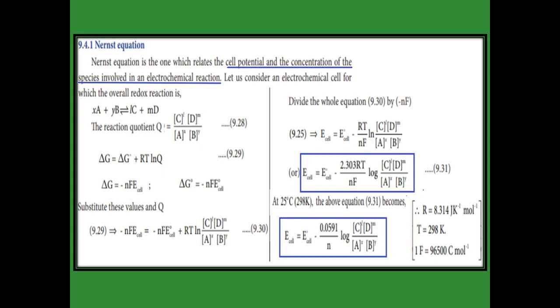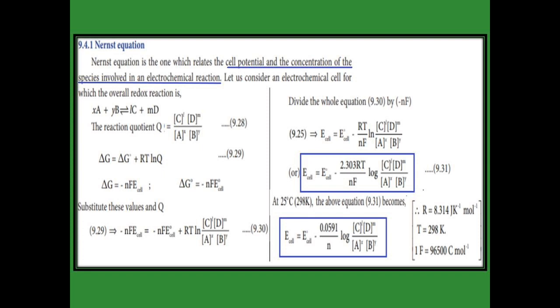See what the products are here: C and D. The concentration is put in square brackets, so square bracket C, how many moles? l moles. That l will be written as the superscript. In the same way, square bracket D, how many moles? m moles, written as the superscript, divided by the concentration of A, how many A are present? x, so x is the power, and B square bracket, y is the power. That is the reaction quotient. It becomes equation 9.28.